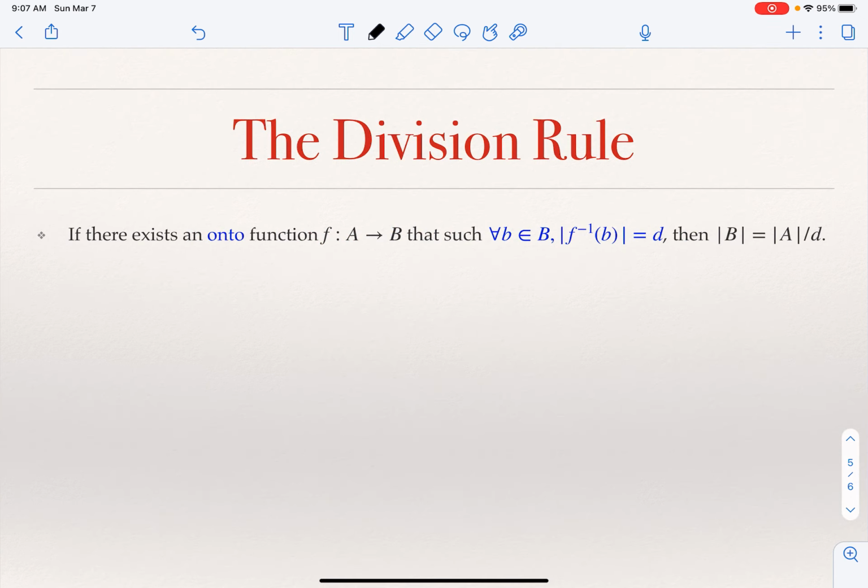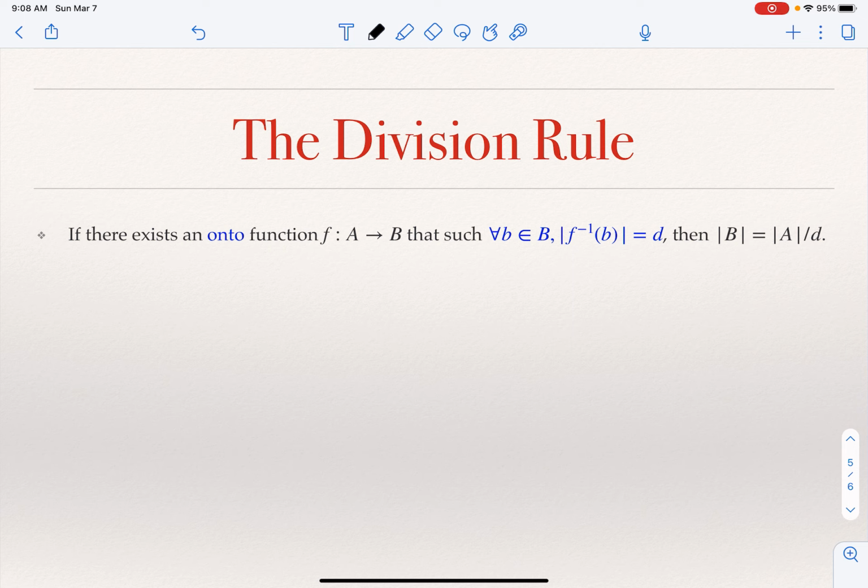Okay. The second rule is the division rule. It's written here in terms of functional notation, but it's very important to think about it a little bit to see what it's saying. What this division rule is saying is, if there exists an onto function from A to B such that the number of elements in A that we map to an element in B is D, so for every D elements in A, we map them all to the same element in B, then the cardinality of B is the cardinality of A divided by D.